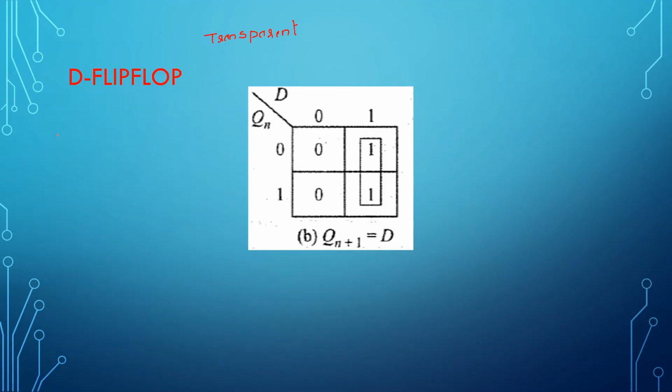So you can write it as D and Qn plus 1. Qn I'm not going to write here. So if it is 0, output should be 0. If it is 1, it should be 1 here. This is why I call it a transparent flip-flop. So let me transfer it into a K-map here. My inputs are written horizontally and the present states are written vertically. So this will be D bar and D. This will be Qn bar and this will be Qn, and fill it up.